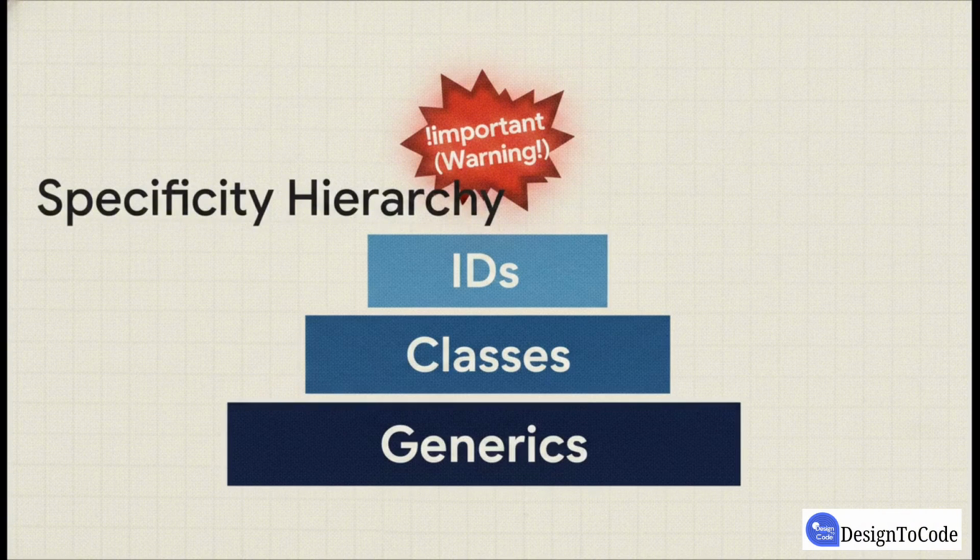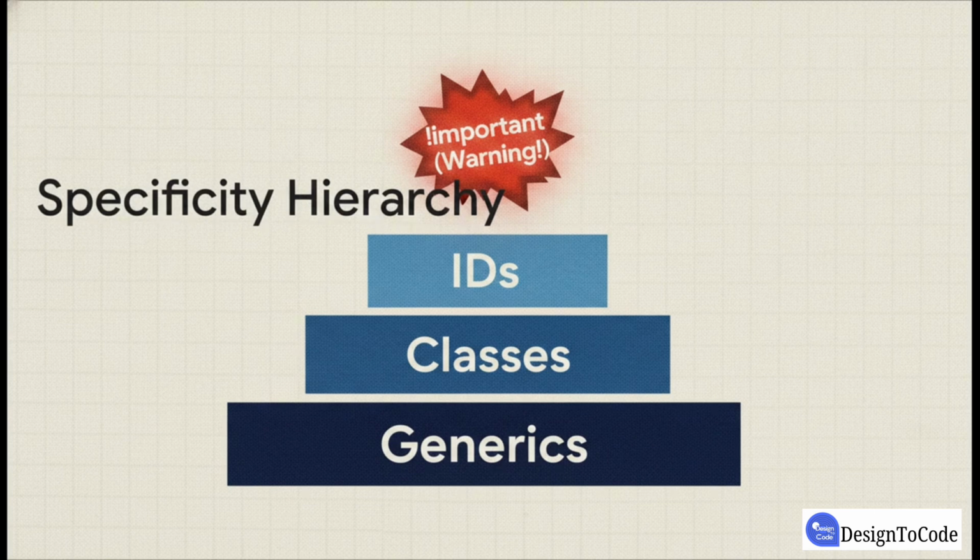Okay, let's talk about the rules of the styling game, CSS specificity. When two styles clash, who wins? It's a strict hierarchy. Generics like a div tag are at the bottom. Classes step it up a notch. IDs are higher still. But then there's the important tag.